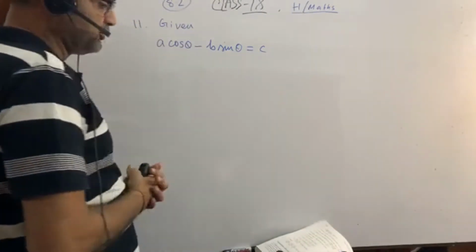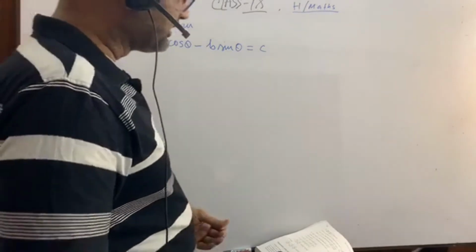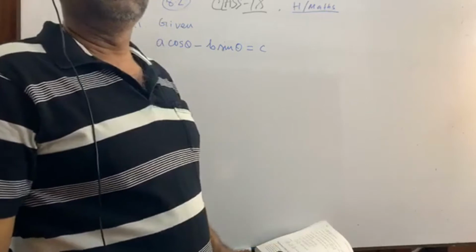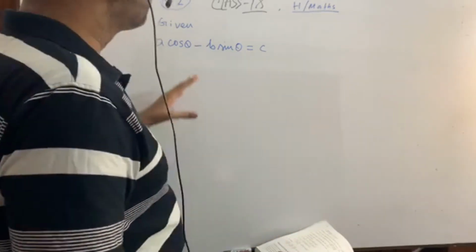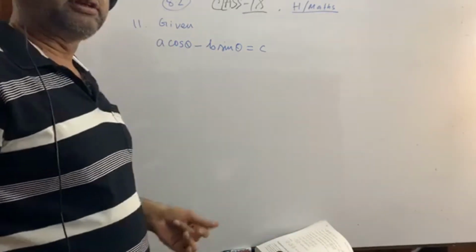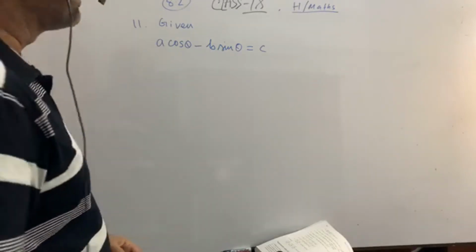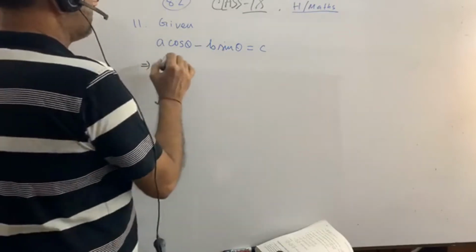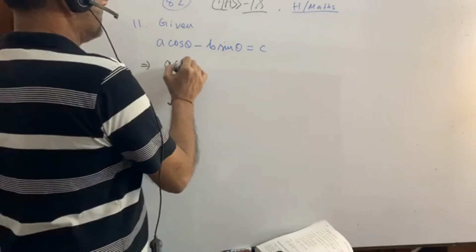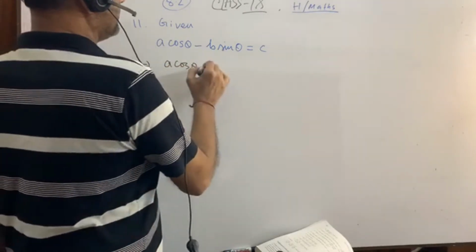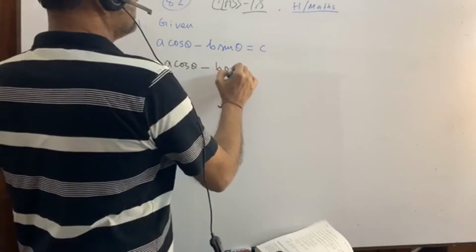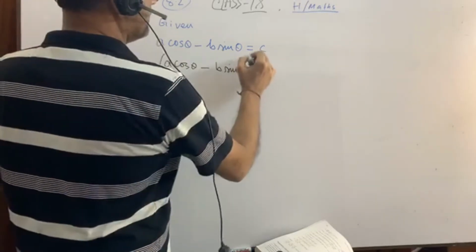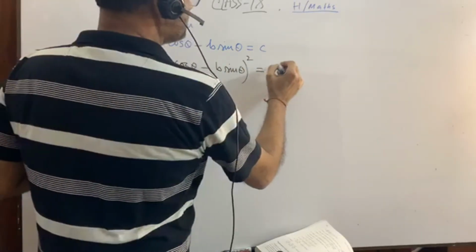What will we do? You see, on the right hand side of the proof there is a square, b square and c square. Then what should we do? We must have a squared on both sides, as per the requirement of the proof. Then we will just square both sides. That means (a cos theta minus b sin theta) whole square is equal to c square.